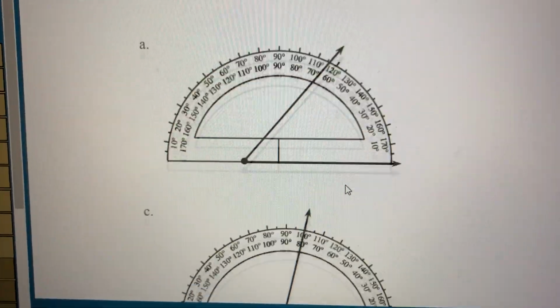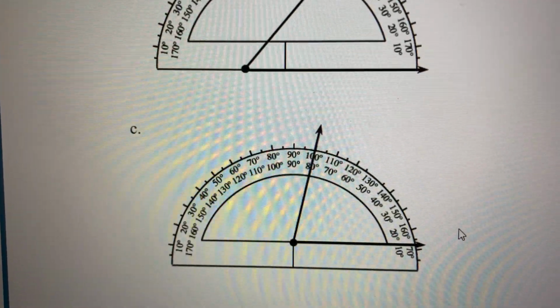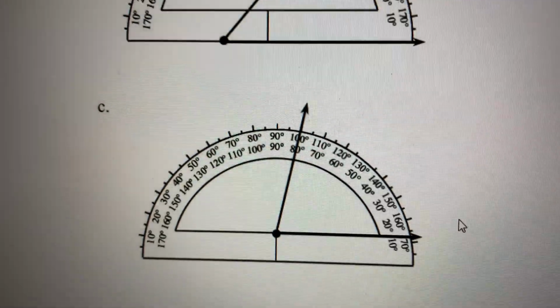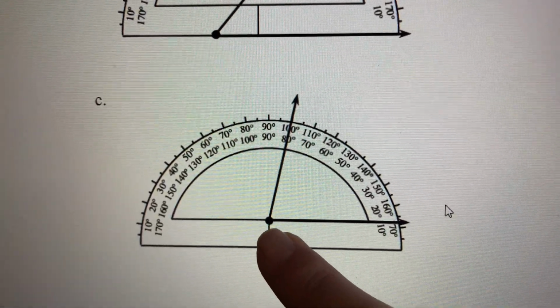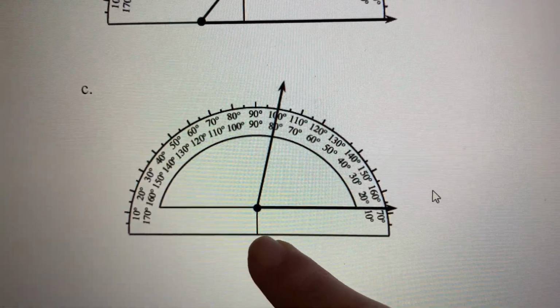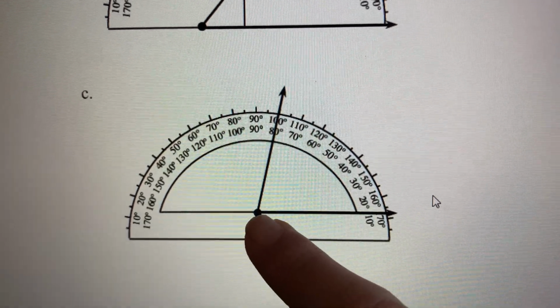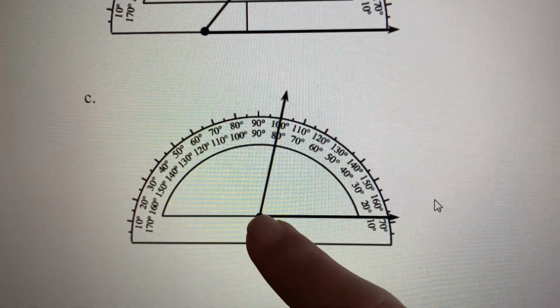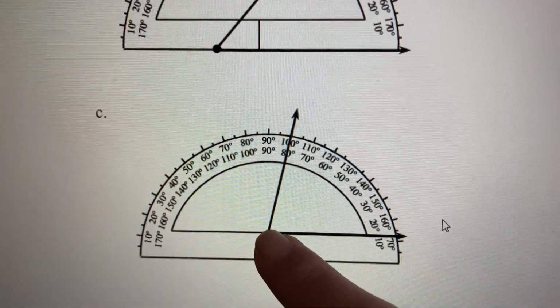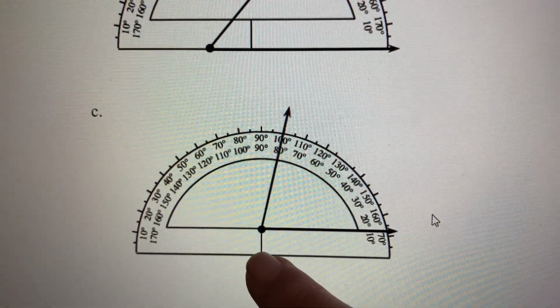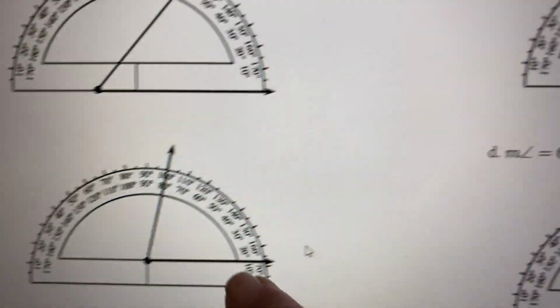All right, let's look at C. So it looks like C, they did not line up their vertex on the 0 degree, because here's where 0 degrees would be, right here. They lined it up at like, what, 165? So that's incorrect. They need their vertex at 0 degrees.